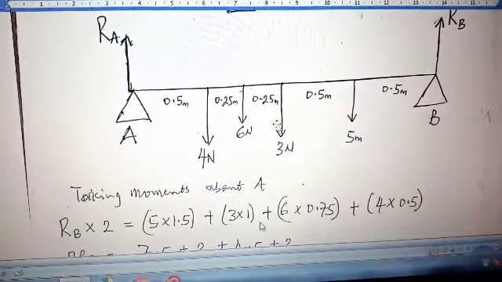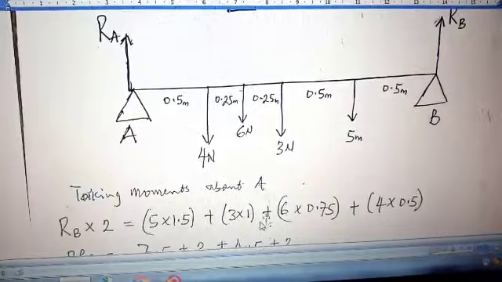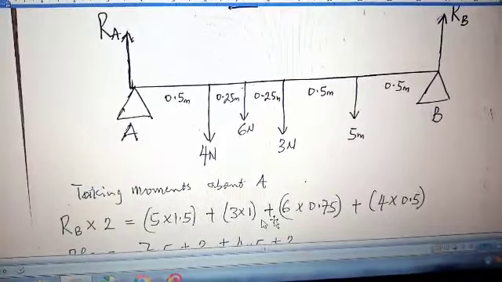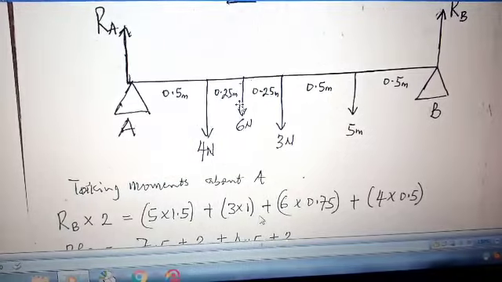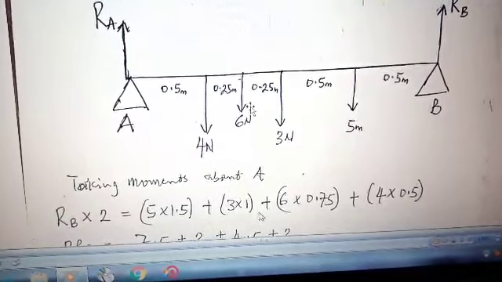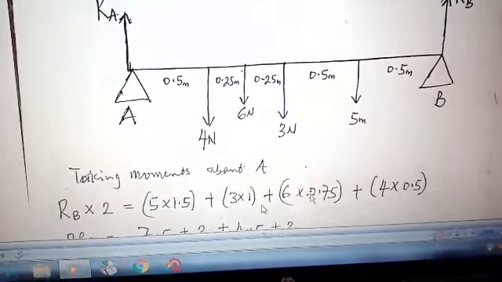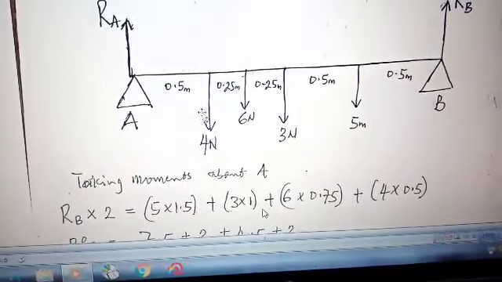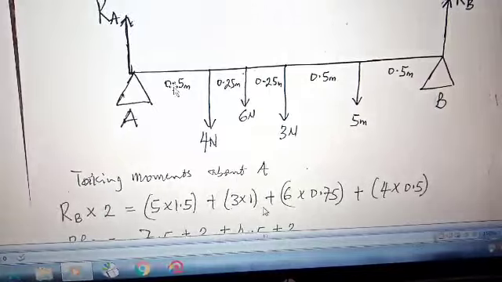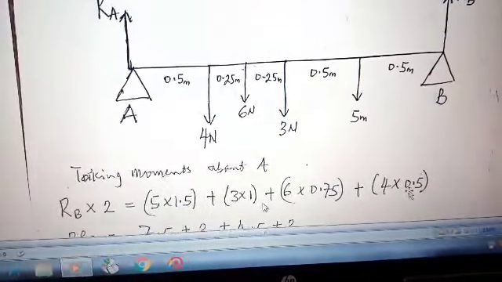multiplied by 1. If you add the distances, you get 1 meter. Plus the next one, which is 6 Newton. This is also clockwise direction. It's going this way. That is 6 multiplied by 0.75, and plus the last one, which is the 4 Newton force. That is 0.5. So 4 times 0.5.